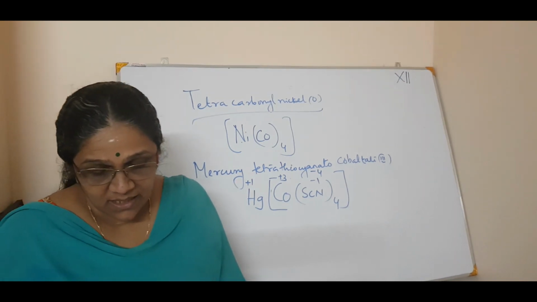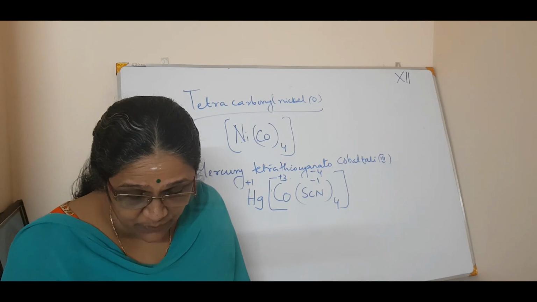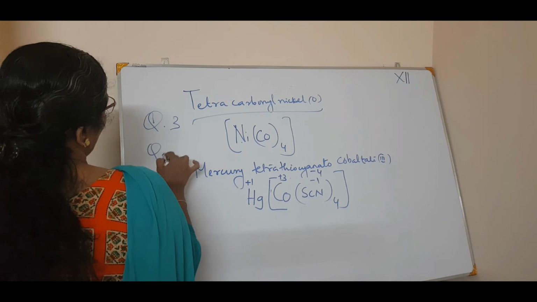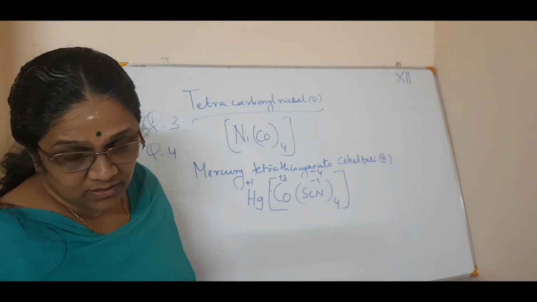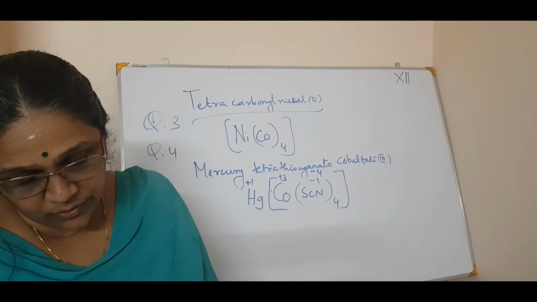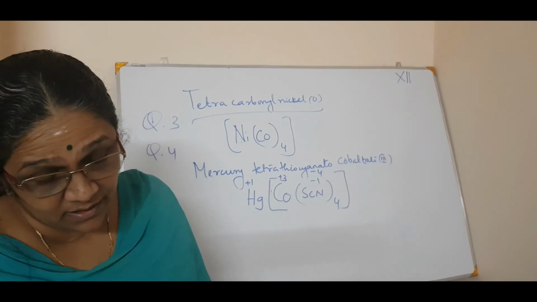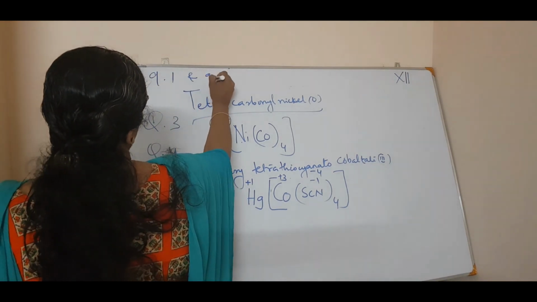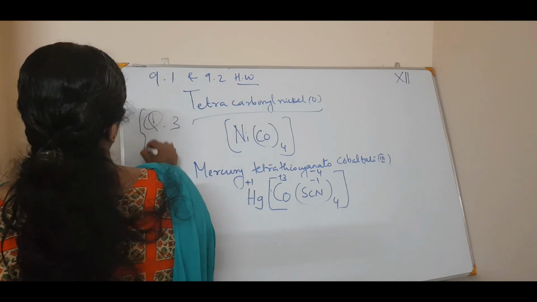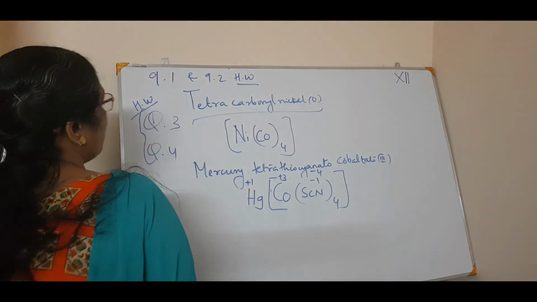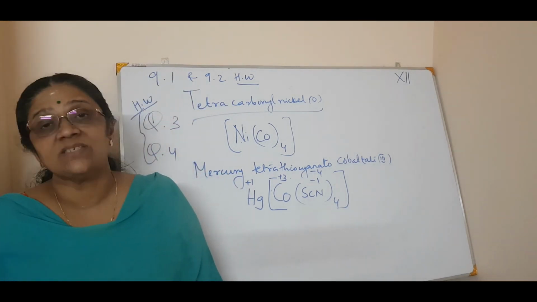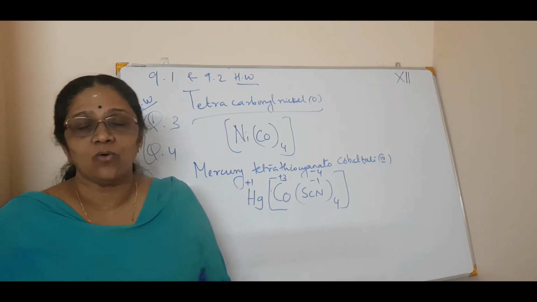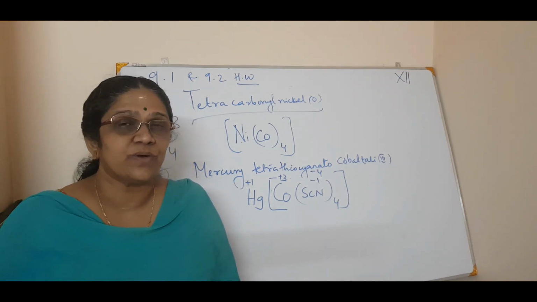Now what you will do is, there are in-text example questions, question number 3 and question number 4. Okay, so that as a homework, and I think one more exercise is there, that is in-text question 9.1, 9.2. 9.1 and 9.2 homework. Question 3 and question 4 also homework. So just have a practice on this naming as well as the formula. If you are given the name, how to write the formula. If you are given the formula, how to write the name.